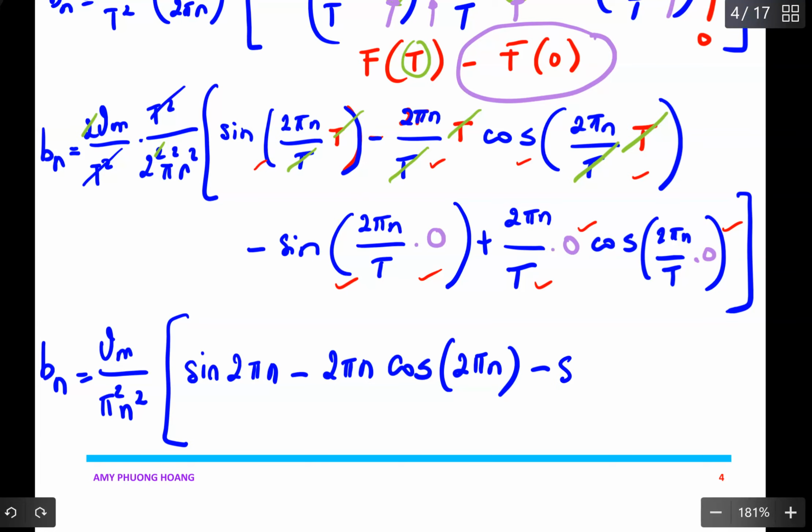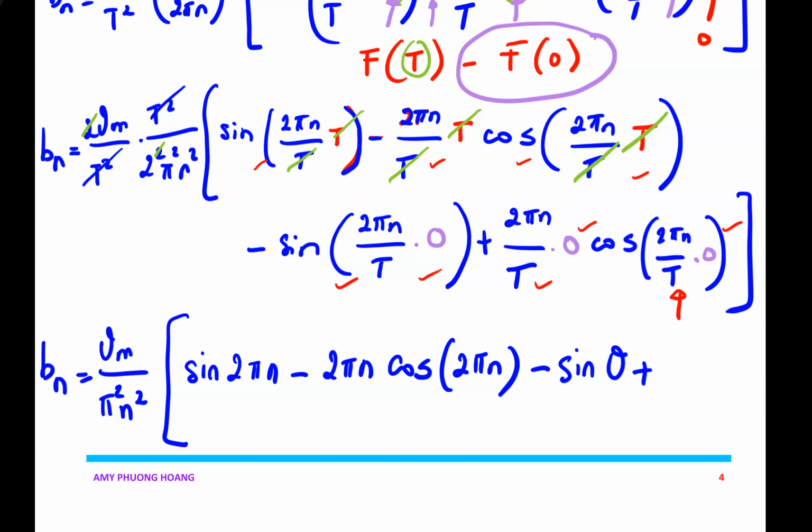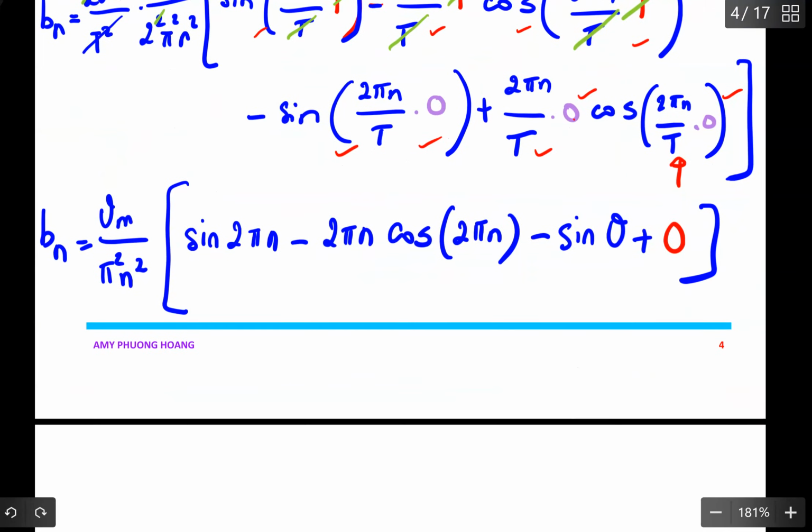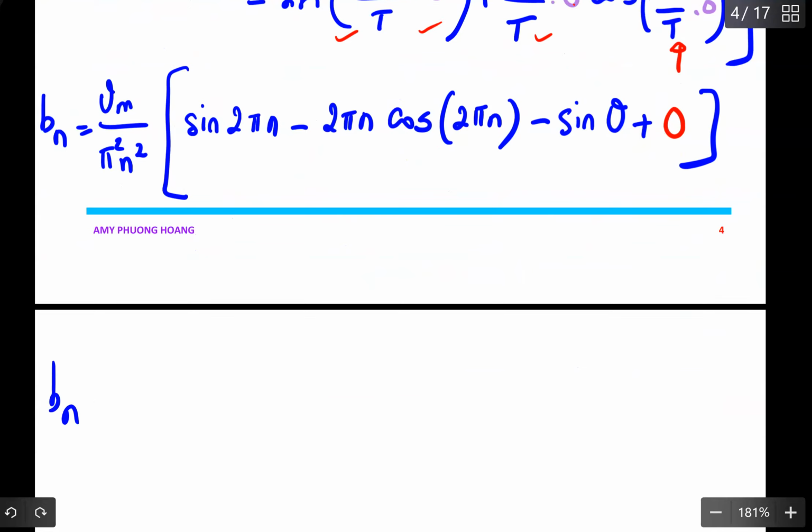Now subtract. This is sine of 0, so let's write it down, sine of 0. Add that with, right here, everyone should know that 0 times that is cos of 0, and cos of 0 is equal to 1. But you multiply that with a 0, so this whole term becomes a 0. So now Bn will be equal to Vmax divided by pi squared n squared.